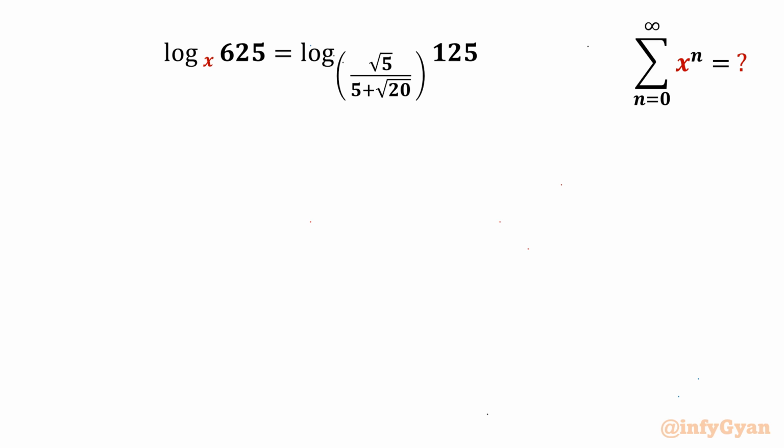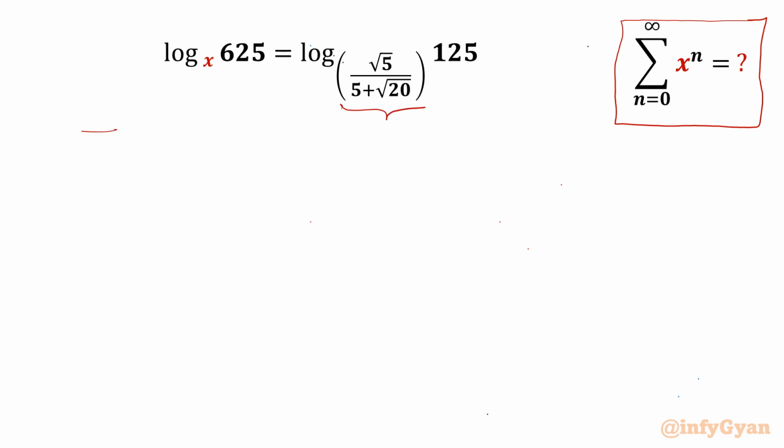In this video, we are going to take up another very interesting question from algebra. Log 625 base x equals log 125 base (root 5 over 5 plus root 20). Then we have to evaluate this sigma. So let's get started by simplifying this bracket first.